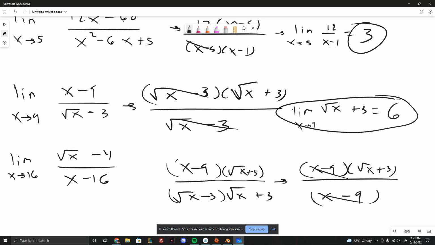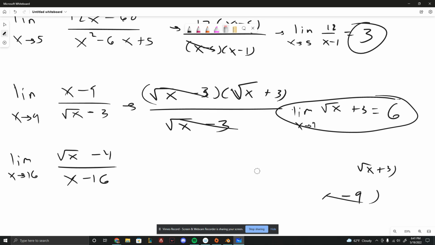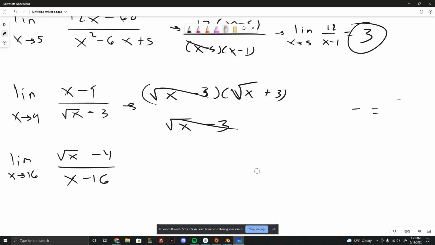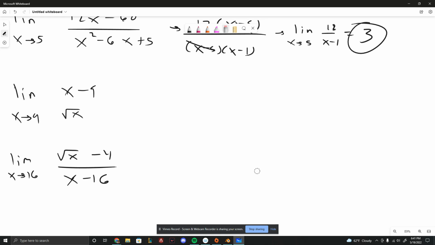So that cancels, and now if we plug in 9 again to the numerator, which is the only thing we have left, we're going to get 6 again. So that's how you know you got the right answer, and that is the 2 different ways. Usually you basically only have to rationalize or factor, or a combination of both. But, I didn't mean to erase the whole thing, I'm sorry. Okay, let's go to the bottom.